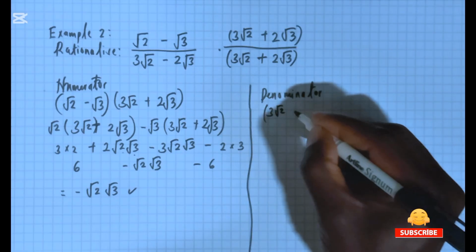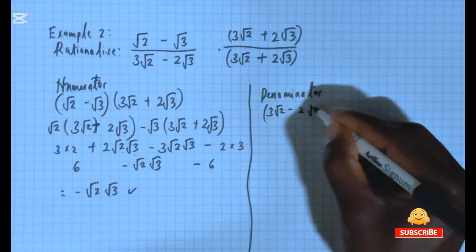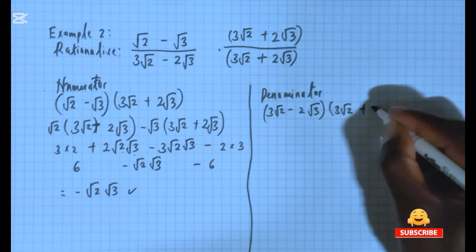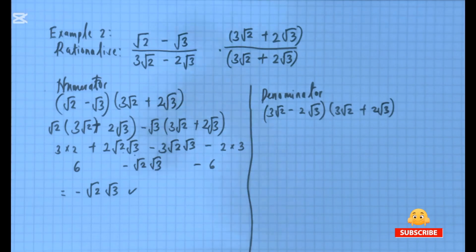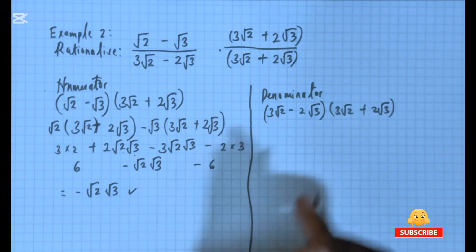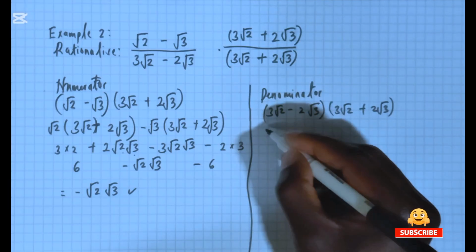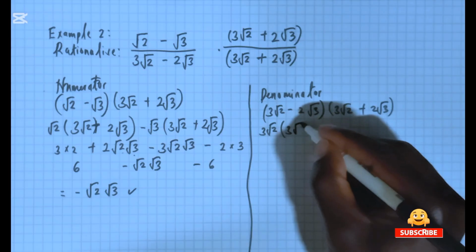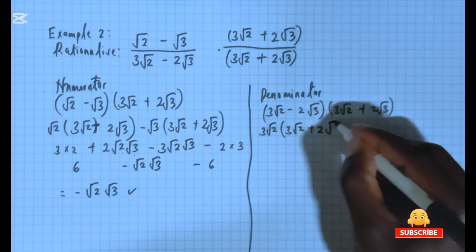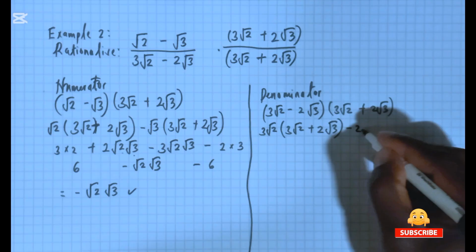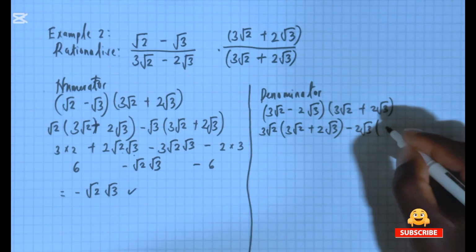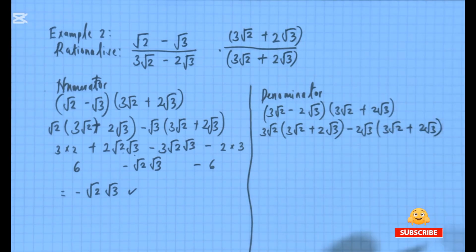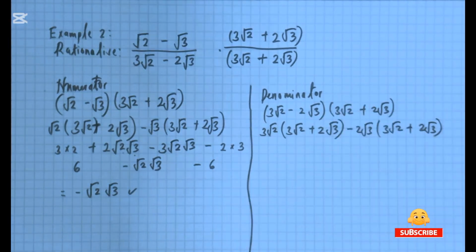3 root 2 minus 2 root 3 into 3 root 2 plus 2 root 3 there. So we expand and maintain 1. We break 1 bracket and maintain the other. So basically that's going to be 3 root 2 into 3 root 2 plus 2 root 3 there, minus 2 root 3 into 3 root 2 plus 2 root 3. So we've actually broken this bracket and maintained the other one.